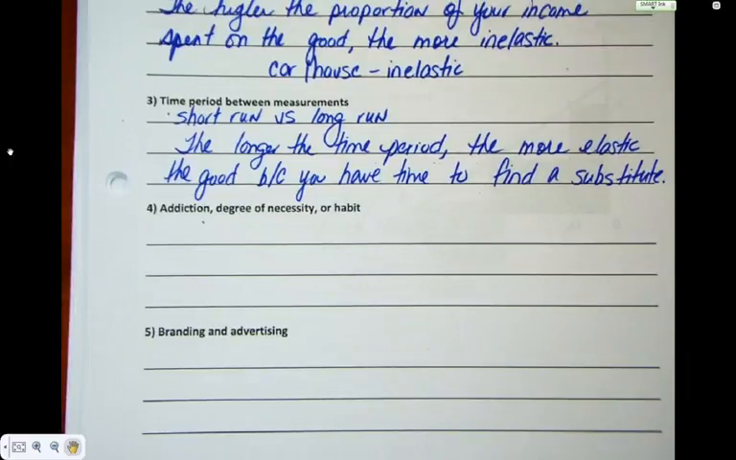So if tomorrow the government announced we're going to take everyone's property tax and triple it, okay, tomorrow people are still going to have to pay it because can you up and change housing tomorrow? No, but in the long run, people might need to find cheaper housing because they can't afford the property tax. So that's what time between measurements means.